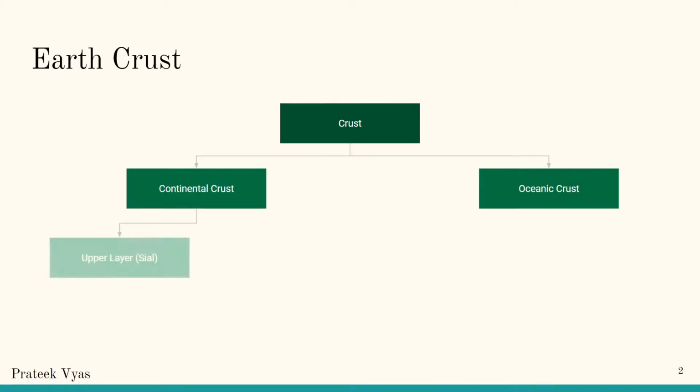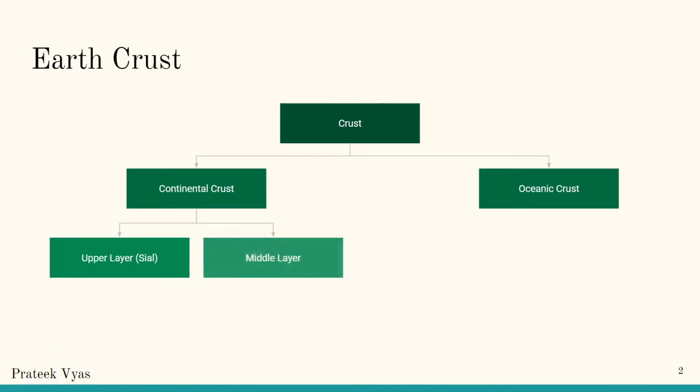The continental crust is further divided into three parts. First, the upper layer, which is also called sial, because it is rich in silica and aluminium. Then we have a middle layer, and finally we have a lower layer, which is also called sima, because it is rich in silica and magnesium. Now we are going to talk about the properties of every layer.